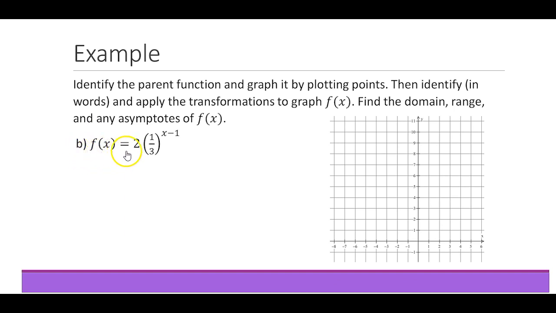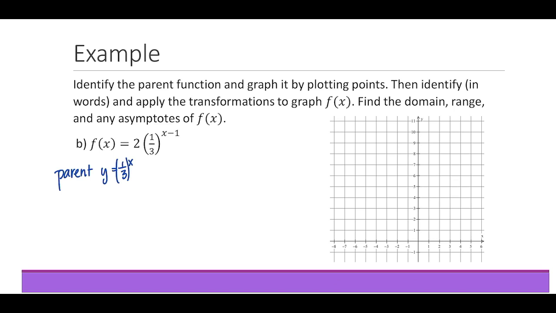And in this last example, we have the same set of instructions, but a new function to graph. f of x equals 2 times 1/3 to the x minus 1. So my parent function this time is going to be 1/3 to the x. y equals 1/3 to the x. So that's going to be exponential decay.